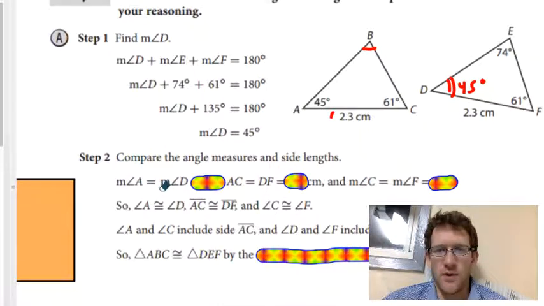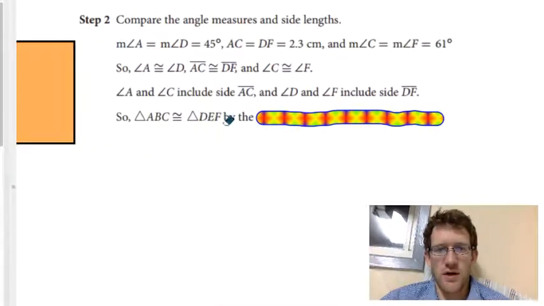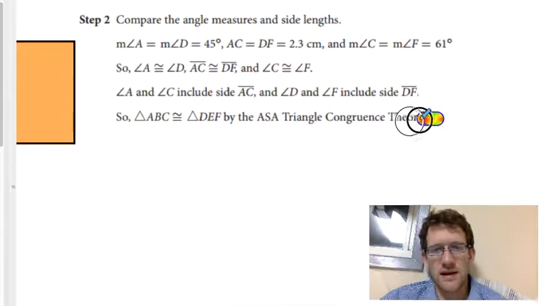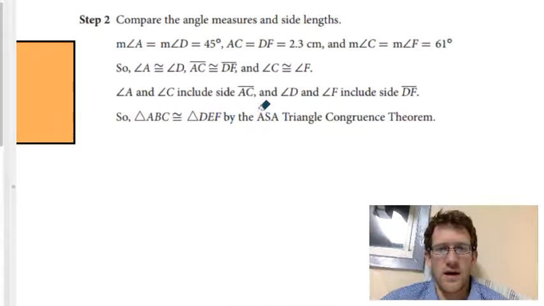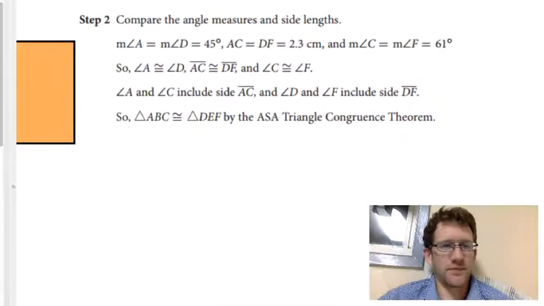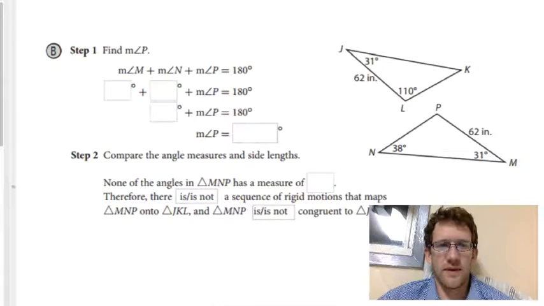A and D are both 45 degrees. AC and DF are both 2.3, and angle C and angle F are both 61. So I can tell you that these two triangles are congruent using the what theorem? The angle-side-angle triangle congruence theorem. I'd be happy if you just abbreviated it ASA. We'll have other acronyms here in the next couple chapters. Okay, let's try this one.